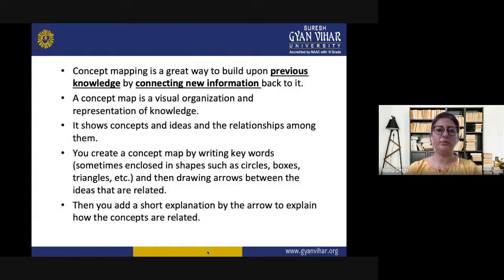So it is a great way to build upon previous knowledge by connecting new information back to it. It is a visual organization, and also it represents knowledge. It shows concepts and ideas and the relationships among them. So you create a concept map by writing keywords. Sometimes they can be enclosed in certain shapes such as circles, boxes, triangles, etc. And then arrows are drawn between the ideas that are related or interlinked. Then you add a short explanation by the arrow to explain how the concepts are related. So this we have seen in the previous examples.